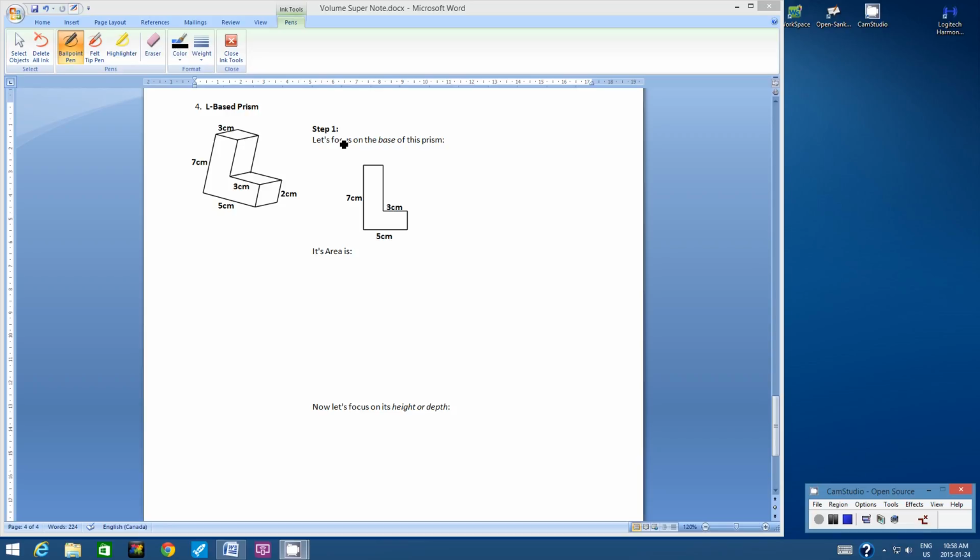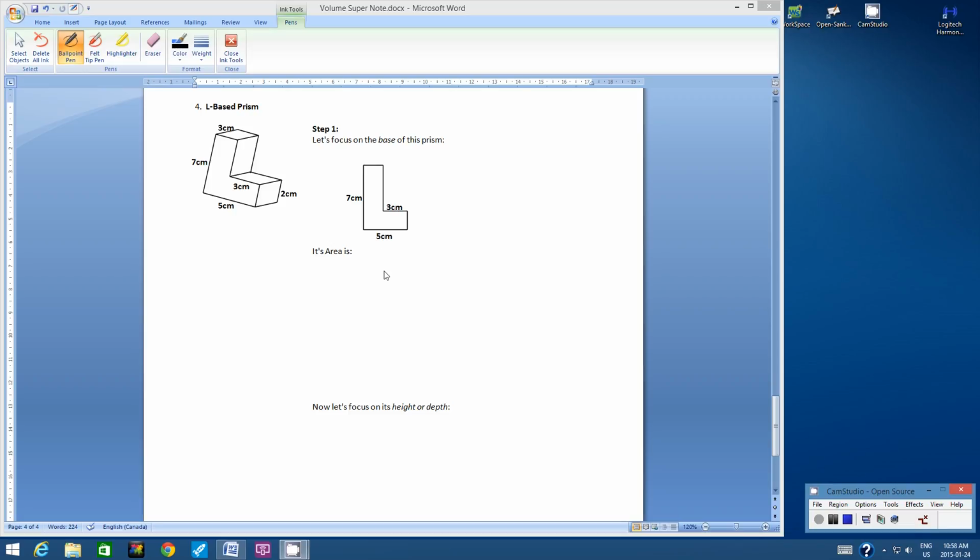So step 1, let's focus on the base of this prism. Like we have with all of the other types of prisms, we focus on the base, and you can see why it is called an L-based prism. So what I've done is I've transferred over some of the measurements that we need. We know that this side here matches up with this side, that is 7 centimeters. We have the bottom here, matches with this side, we have 5 centimeters. We have this little measurement, 3 centimeters. So I've copied down kind of what we need.